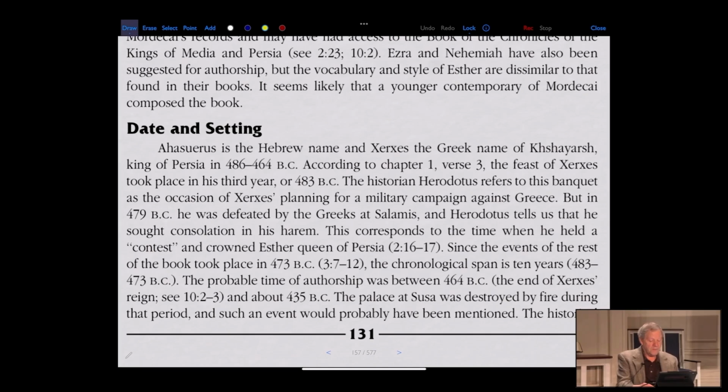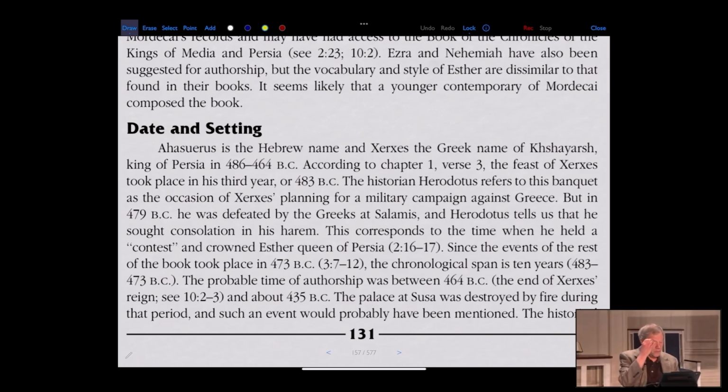At any rate, the Feast of Xerxes took place in 483. The historian Herodotus refers to this banquet as the occasion of Xerxes' planning for a military campaign against Greece. And so, we know that in 479, a few years later, he was defeated by the Greeks at Salamis. And Herodotus tells us that he sought consolation in his harem.